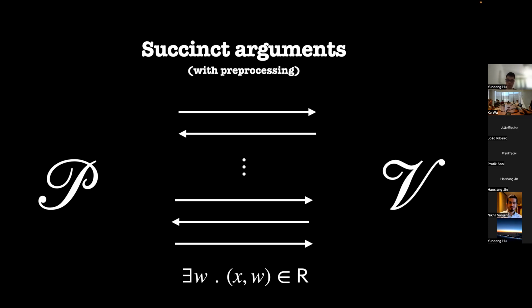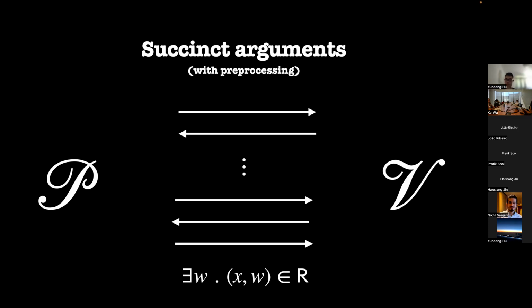That's also the reason why we are interested in pre-processing succinct arguments, because, for example, in the blockchain setting there might be many verifiers. For example, each miner may be a verifier. Then we want the verification to be very fast, because the whole network delay should not be affected by this verification cost.